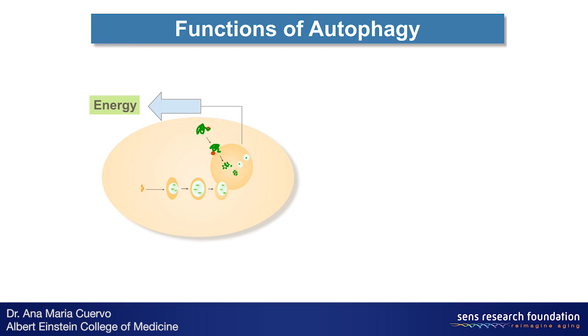When autophagy was described, it was believed that the main function was to supply energy to the cells, because under conditions in which you don't have nutrients, your cells are going to activate autophagy to degrade part of the cytosol and obtain amino acids and free fatty acids that they will utilize to maintain the energetic balance in the cells.